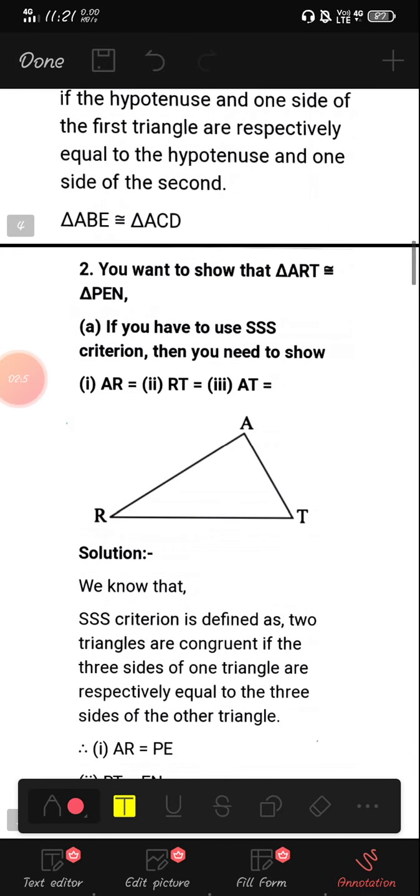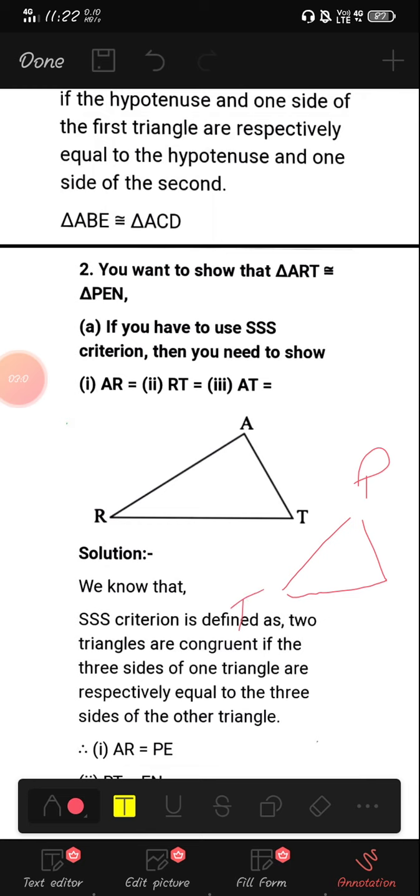Okay, now moving on to the next question. You want to show that triangle ART is congruent to triangle PEN. Now here we have to draw triangle PEN, and this is point E. Now it is saying if you are using the SSS property, means all the sides of one triangle are correspondingly equal to all the sides of another triangle. That means AR is equal to PE, AT is equal to PN and RT is equal to EN.